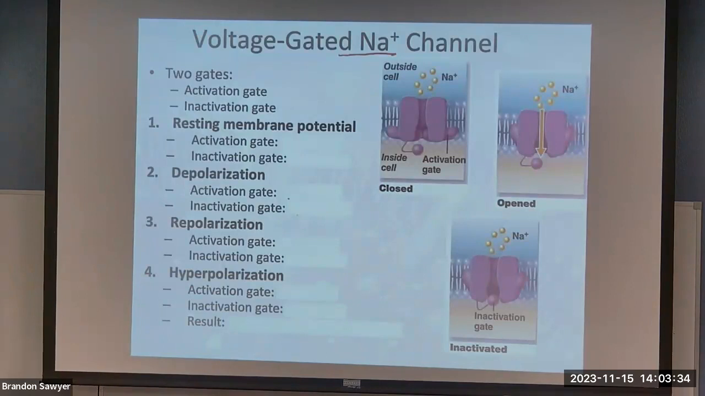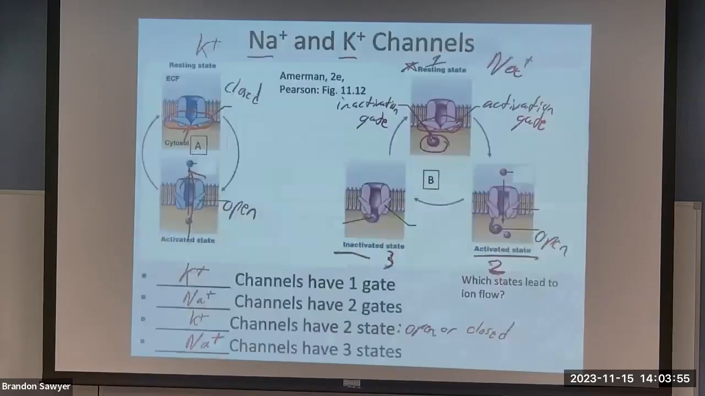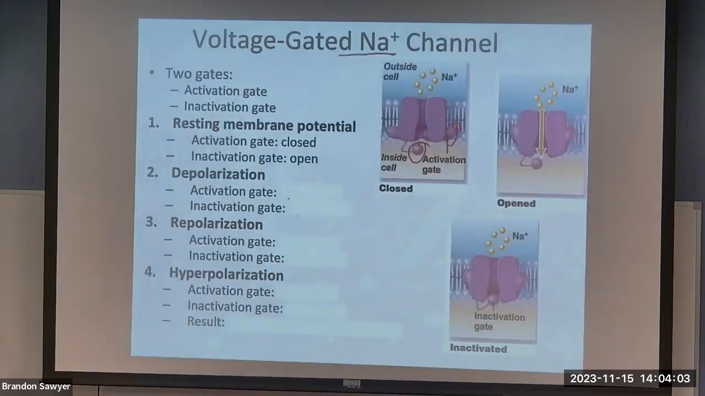Okay, let's start here with the sodium channel. The sodium channel is the one that has the 2 different gates, right? We got the inactivation gate and the activation gate here. During resting membrane potential, the activation gate is open or closed? Closed, good. And the inactivation gate? Open. So that is back to this slide that showed the states. This is a resting state: this one's open, this one's closed.